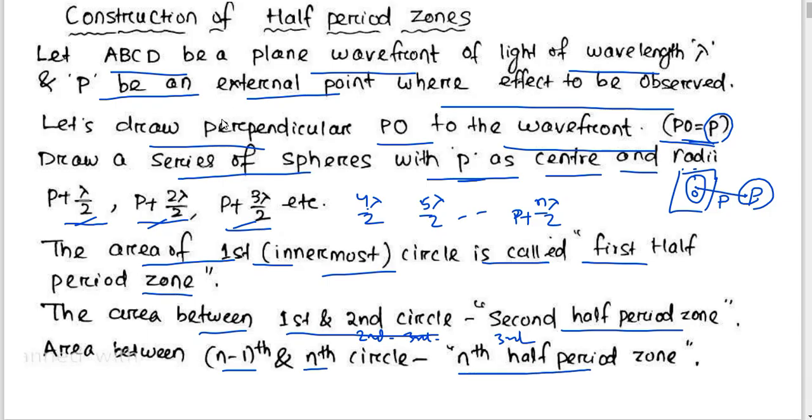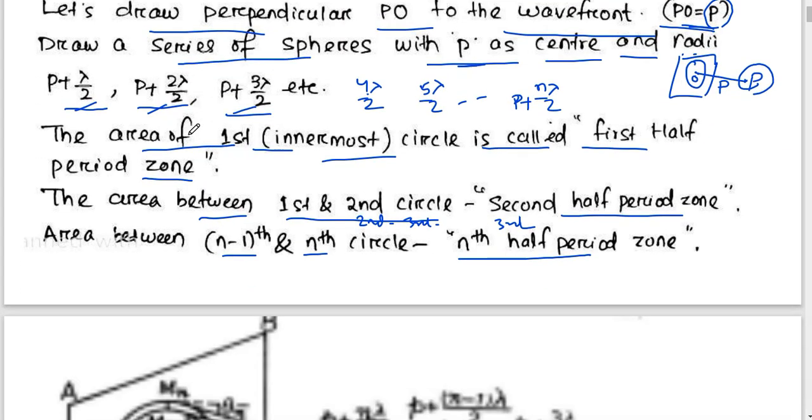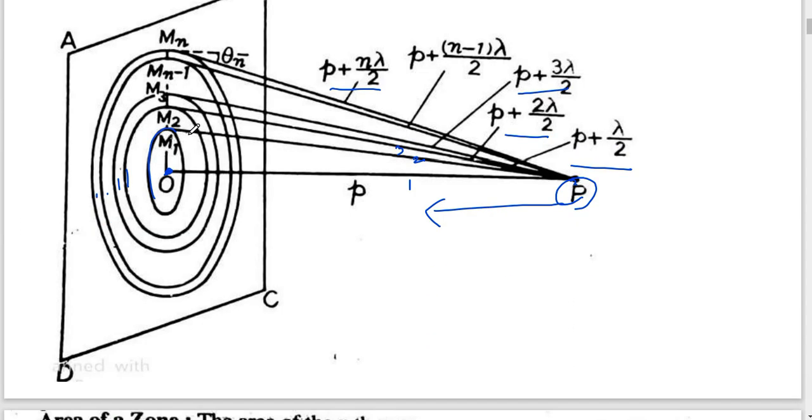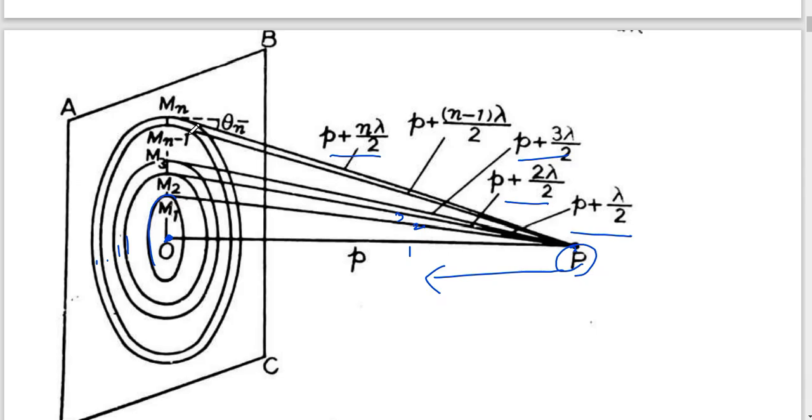So you can easily understand from the figure. Now look at the figure. From this part, this is the diagram. So the length is p. From O to P, the first length is p, the next one is p plus lambda by 2, and the next is p plus 2 lambda by 2, and the area inside the first region is the first half period zone.